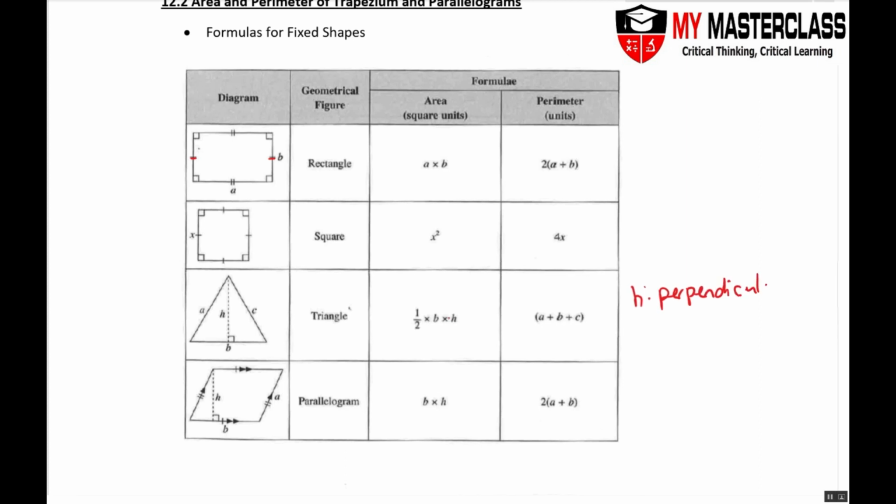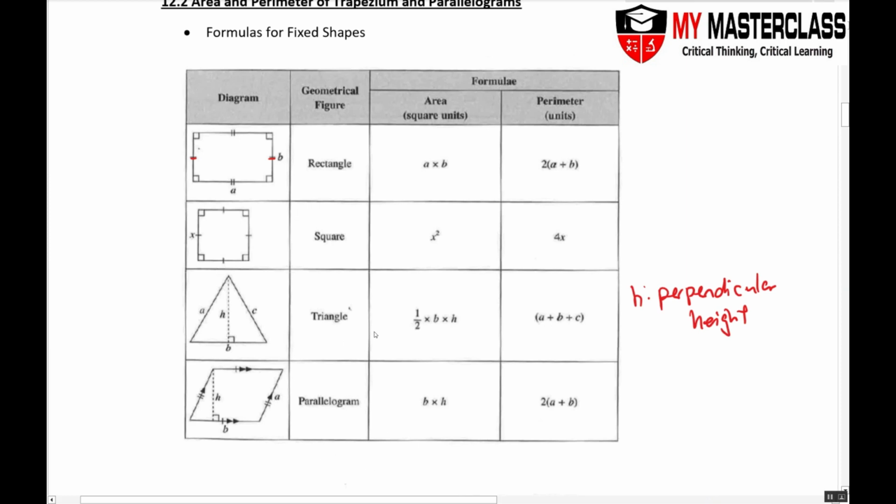If this height is not perpendicular, or the length you are using is not perpendicular, you cannot use it in the formula. When I say perpendicular, it means when I draw the straight line down, it should be 90 degrees, a right angle. Perimeter is just the sum of the sides of the triangle.